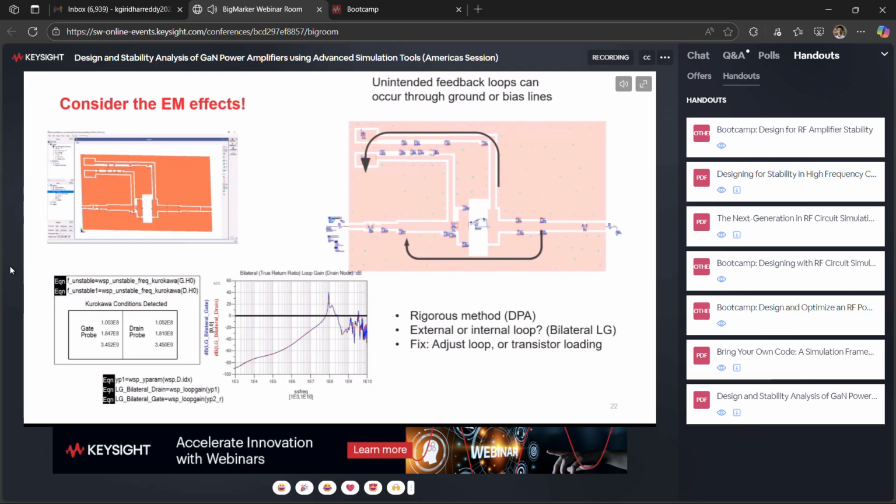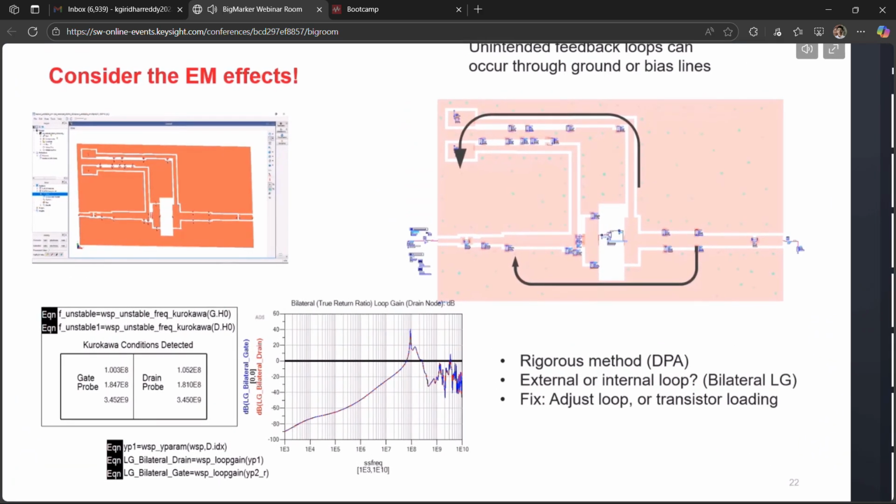The next question we should be asking ourselves is, is this an external or an internal loop, right? Is this loop happening inside of the transistor, or is it happening outside of the transistor that's causing the instability? Or is it a combination of both? Because that determines how we're going to fix it. So in this case, if we find that the loop is happening outside the transistor, we need to adjust the board layout. If we find out that it's actually happening inside the transistor, we need to go and adjust the external loading condition that we present to the transistor so it doesn't resonate with the internal loop in there.